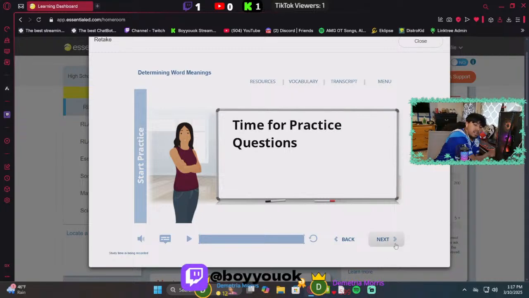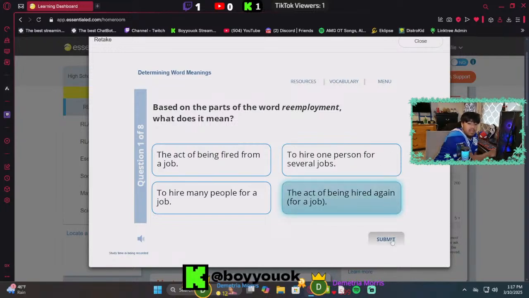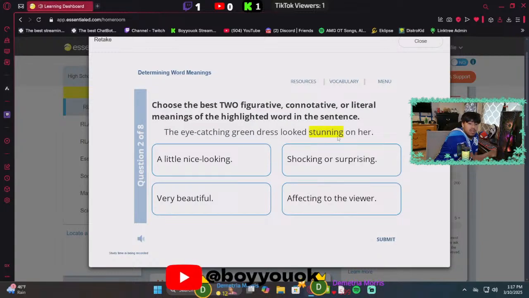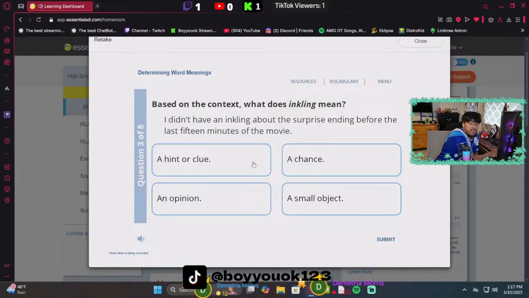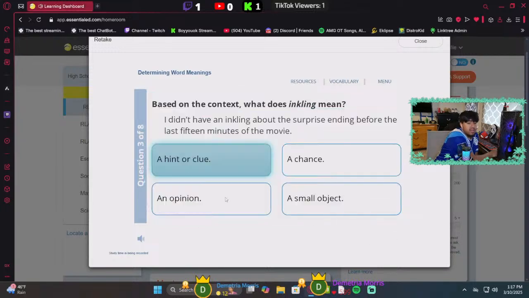Let's get it. Name the parts of the word reemployment. The act of being hired again. Stunning. Attracted to the viewer. Very beautiful. Didn't have an inkling. The surprise ended before the 15 minutes. Hint or clue. There we go. Very good.